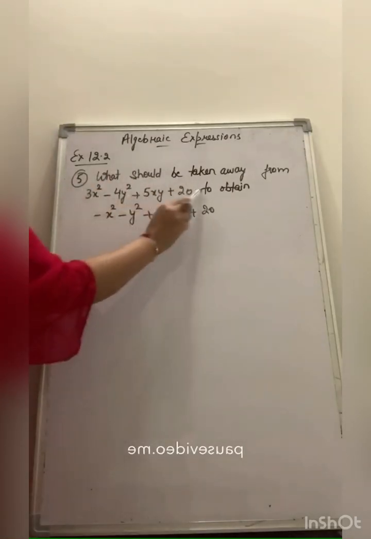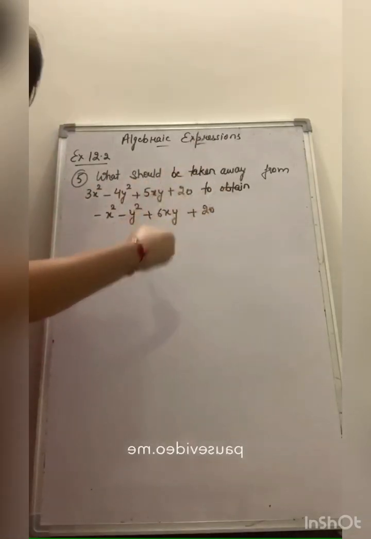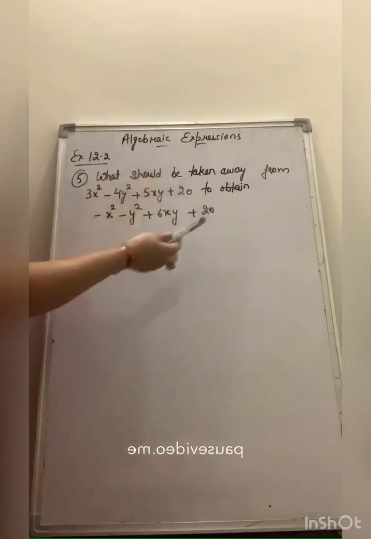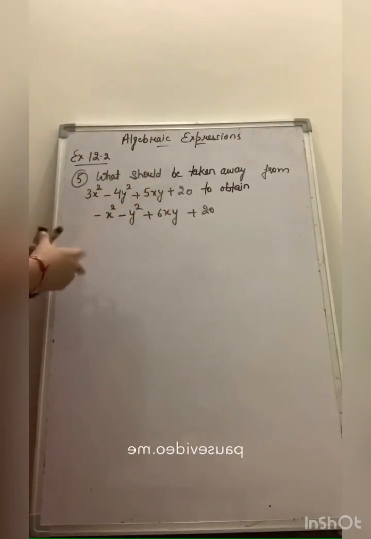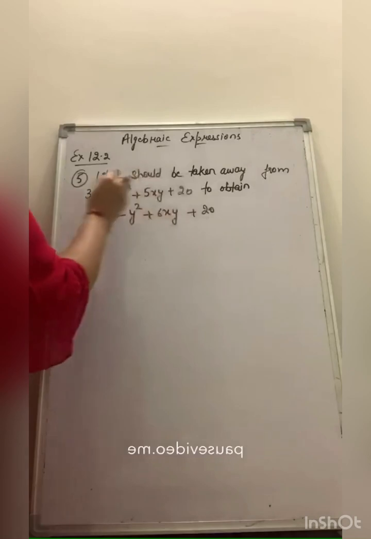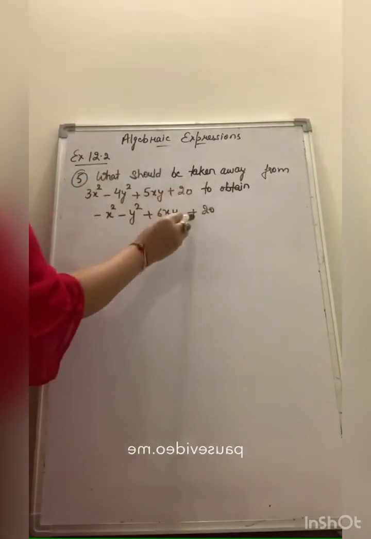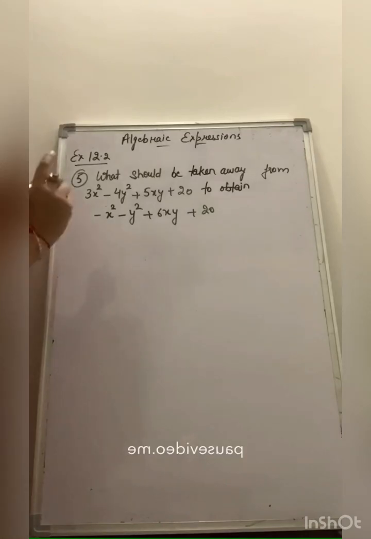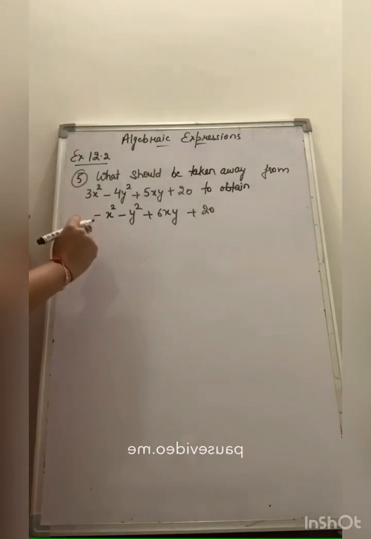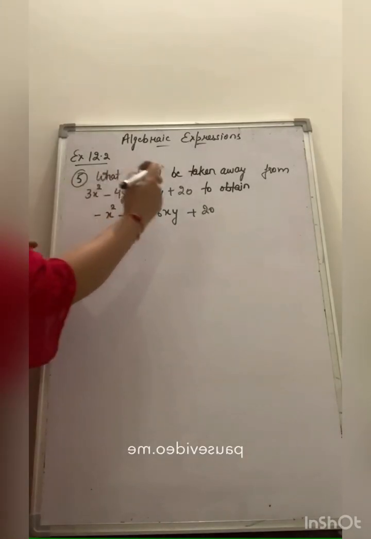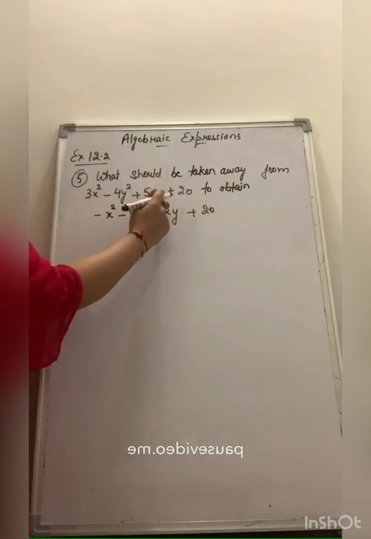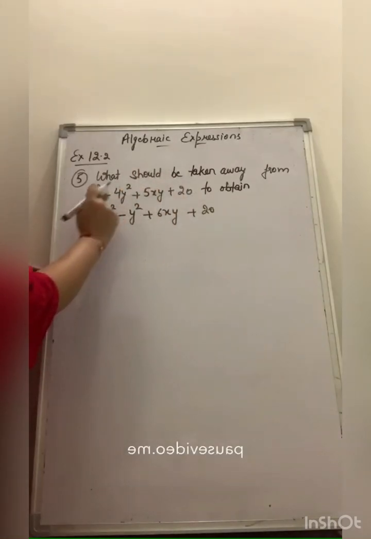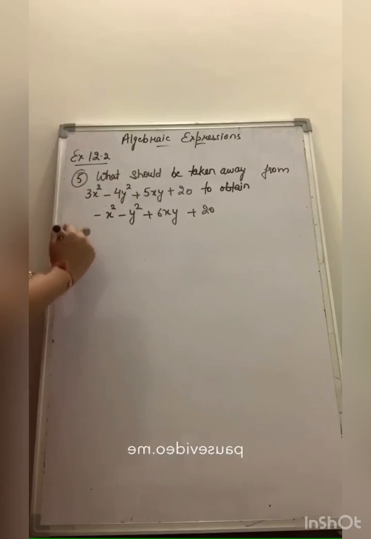What we should take away means what should be subtracted, right? What should be taken away means what should be subtracted from this algebraic expression in order to obtain this expression, right? So we have done the question that when we have to do the subtraction, then which algebraic expression will come first?